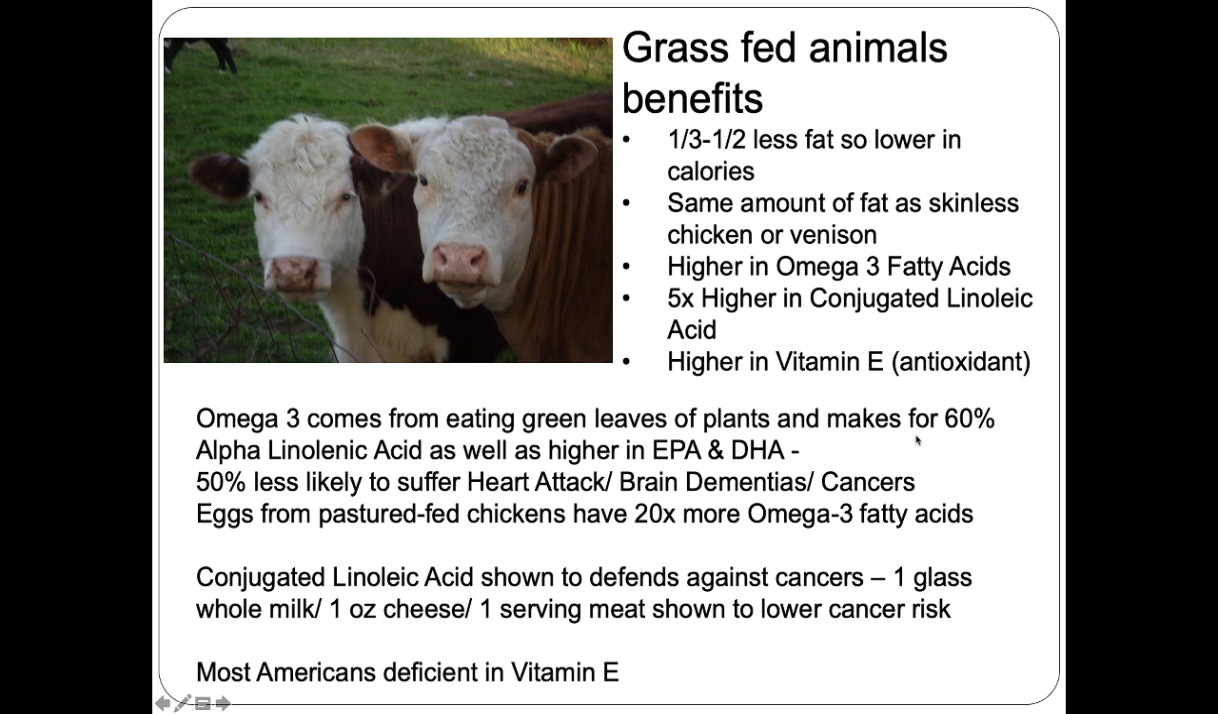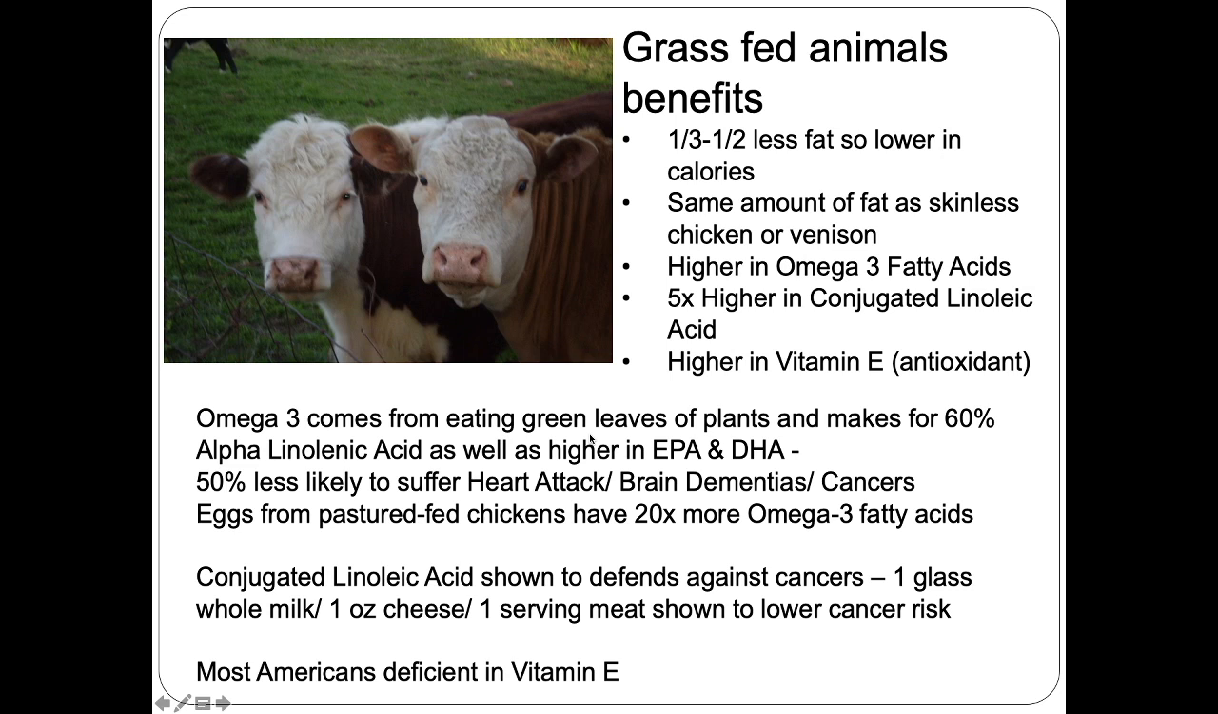This leads us to the grass-fed animal food labeling trend. In general, grass-fed animals, because they're eating green vegetables, tend to contain more omega-3 fatty acids. They also, in general, contain 1/3 to 1/2 less fat, so they're lower in calories. It's about the same comparison as lean chicken or game, like venison. Specifically, grass-fed animals have about 5 times higher conjugated linoleic acid and more vitamin E. Cow stomachs have special enzymes in them that can break down the fibers in green leaves and make them into fatty acids.